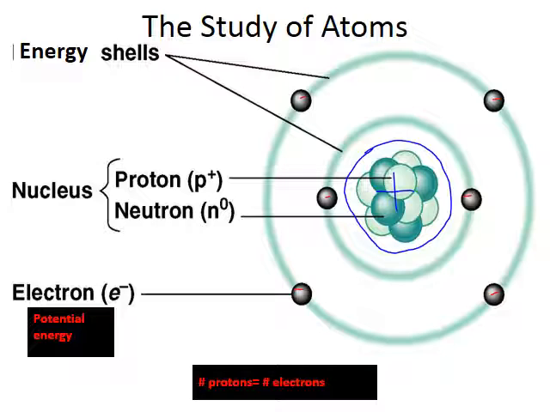When it comes to atoms, a lot of them are uncharged, and that means that the number of positive charges equals the number of negative charges, so the number of protons equals the number of electrons. But that's not always the case. Sometimes an atom will have more protons than electrons, or vice versa, more electrons than protons. If they have one more than the other, then they end up becoming charged atoms, and charged atoms are called ions.